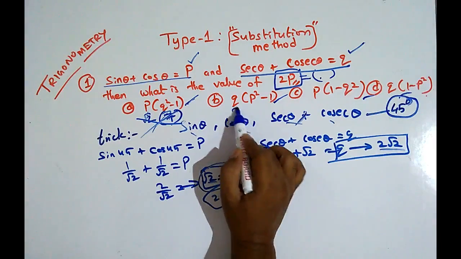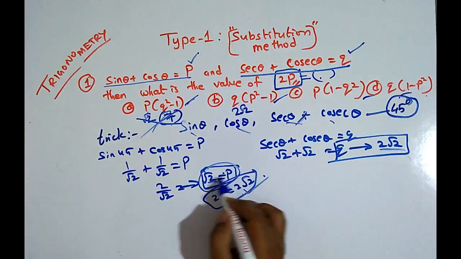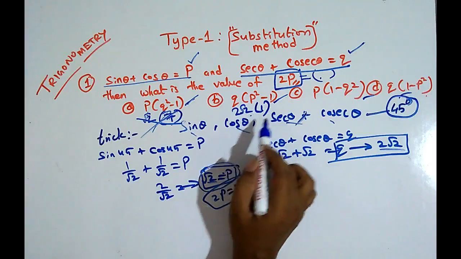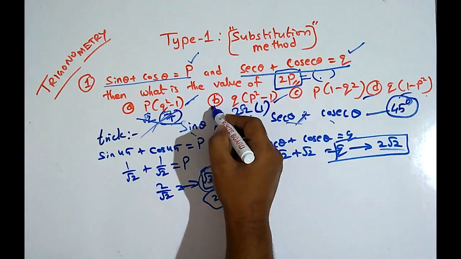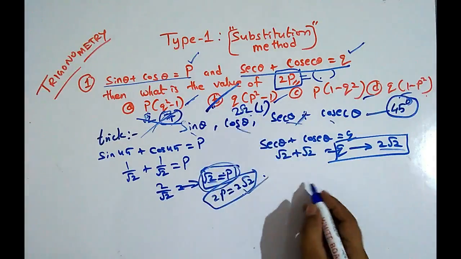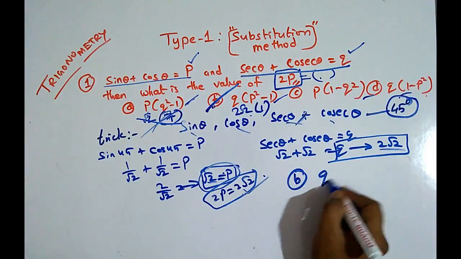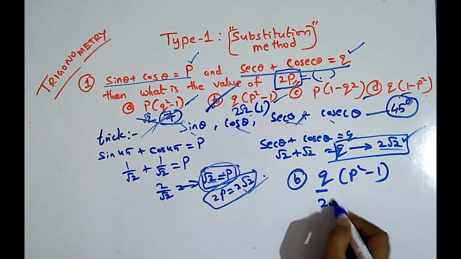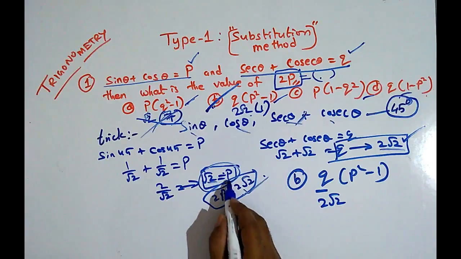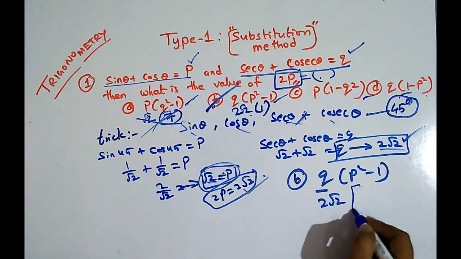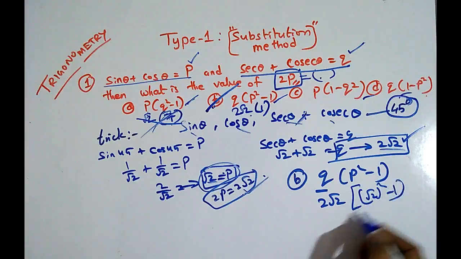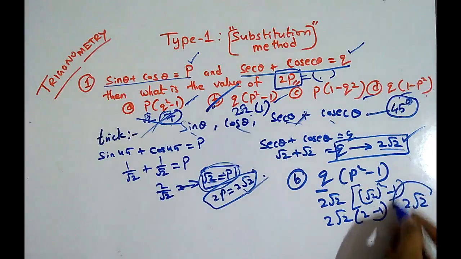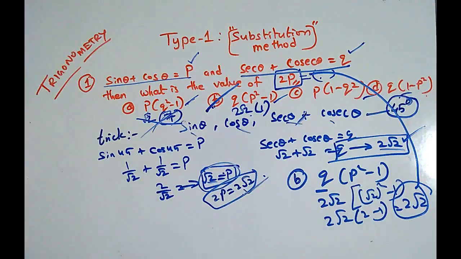So Q is 2 root 2 and P is root 2, square 2 minus 1, we get 1. So we are getting 2 root 2 here in option B, friends. So I will explain here. In option B, Q into P square minus 1. What is Q? Q is given by 2 root 2, friends. And P we know that it is root 2, friends. So root 2 whole square minus 1, we get 2 root 2 into 2 minus 1, that is 2 root 2, which is equal to 2P.